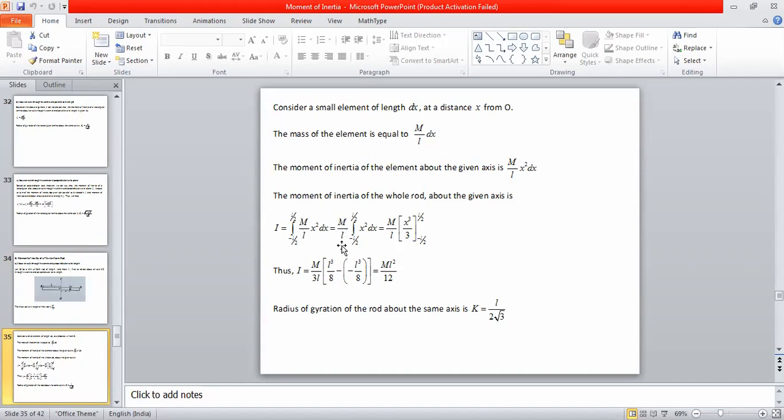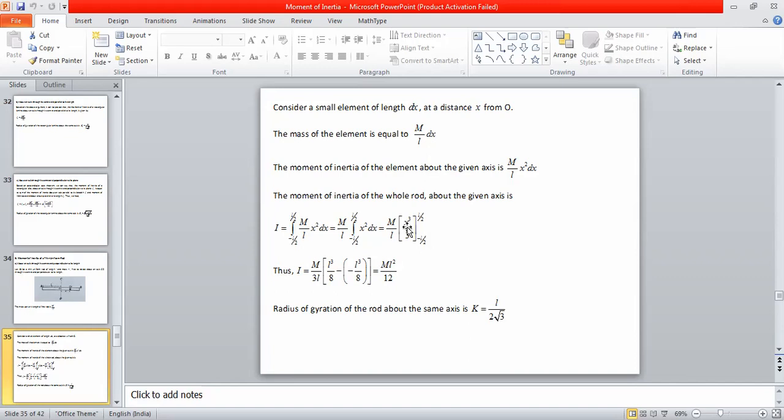If we take out M by L, because M and L are constants, outside the integration, we are left with the integration of x square dx. You know that the integration of x square is x cube by 3. So it is x cube by 3 from minus L by 2 to plus L by 2. Now we have to put in the limits. Substituting the limits, I becomes equal to M divided by 3L.